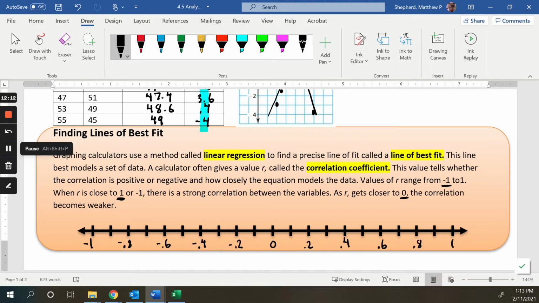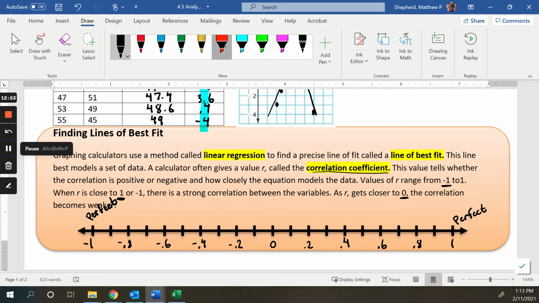All right, so I've got my number line labeled. Now, once again, at 1, it is a perfect correlation. It is exact. There is no variation from your model. Okay? The big difference is whether we call it positive or negative correlation. And that's the nice thing about this value as well. Whenever you're saying positive or negative correlation, if this is a negative number, you have a negative correlation. If it's a positive number, you have positive correlation.